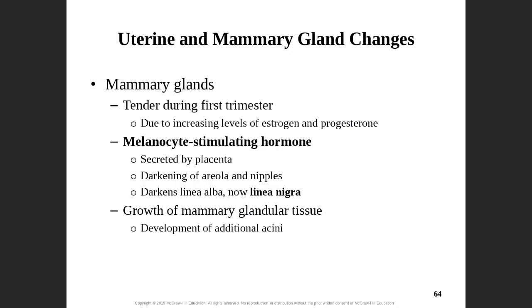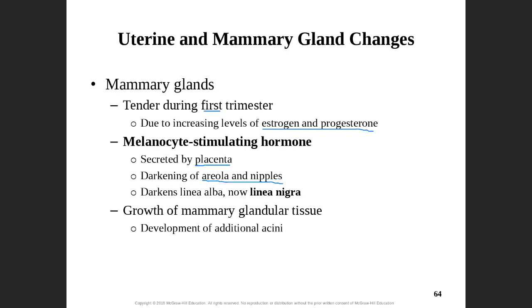Finally, our mammary glands. During the first trimester, we'll see some tenderness there. That is as a result of the estrogen and progesterone levels increasing. Also, we'll see the mother producing the melanocyte stimulating hormone. Again, this comes from the placenta. We'll see a darkening of the areola and the nipples. I've mentioned this before, the theory behind that is that it helps the baby during the nursing process. They don't have very good vision initially, but they can see that darkening of the areola, and it kind of gives them a target for that suckling reflex.